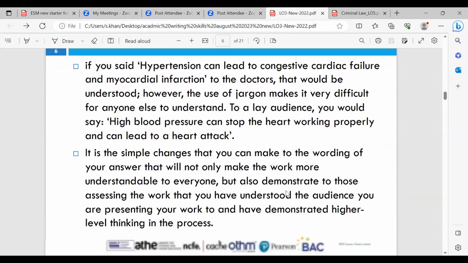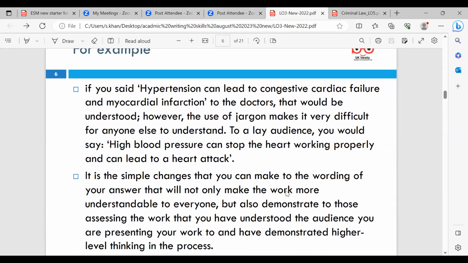For example, this is about hypertension, which we looked at in the last session. If you said that hypertension can lead to congestive cardiac failure and myocardial infarction to the doctors, that would be understood. However, the use of jargon makes it very difficult for anyone else to understand. So to a lay audience, you would say high blood pressure can stop the heart working properly and can lead to a heart attack.